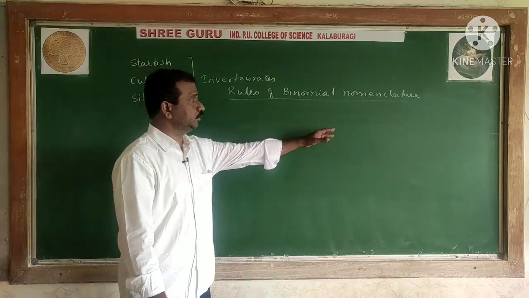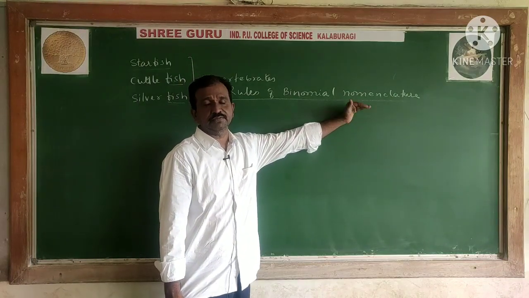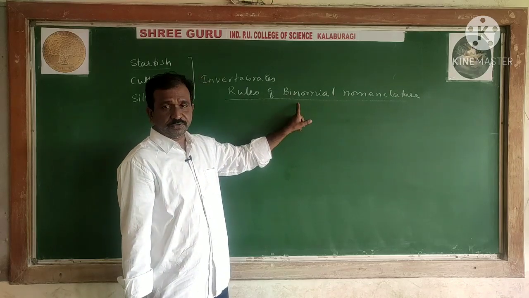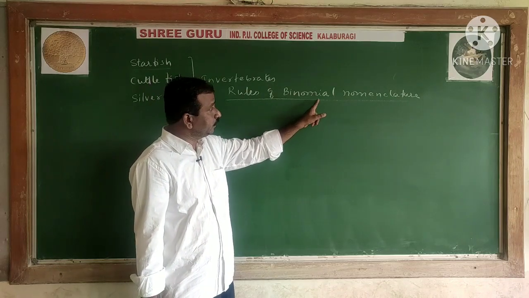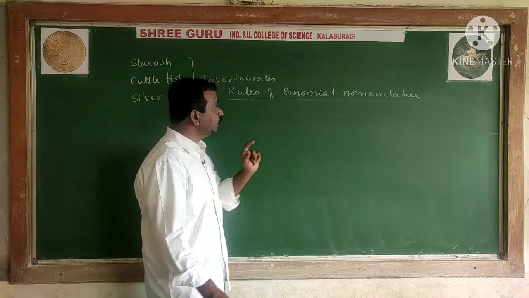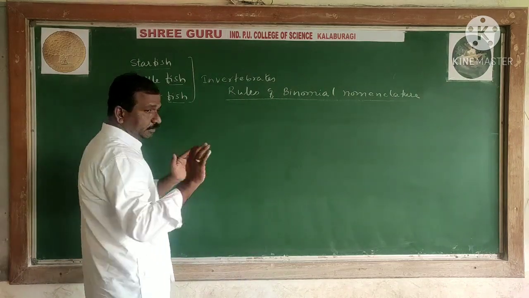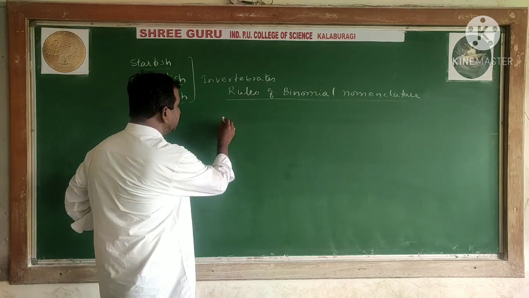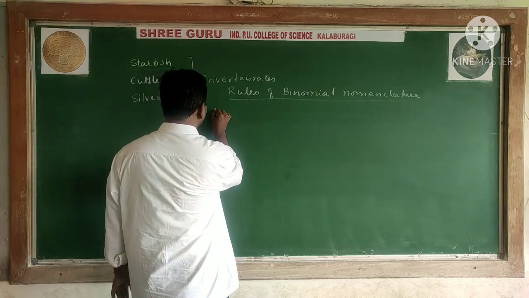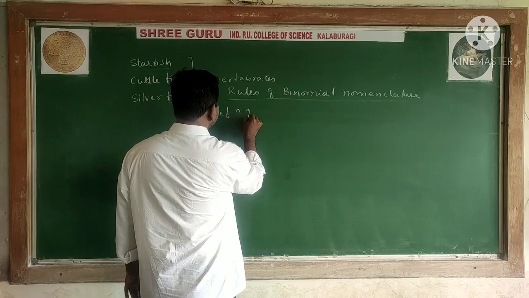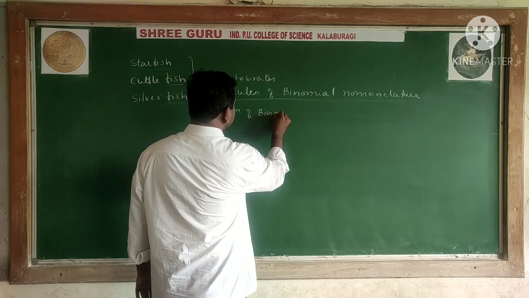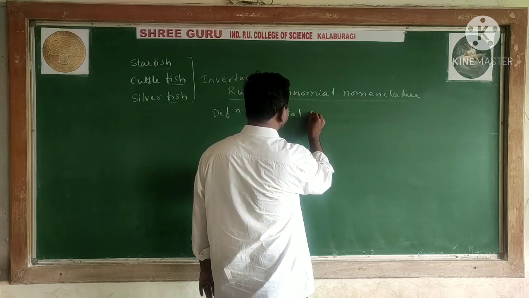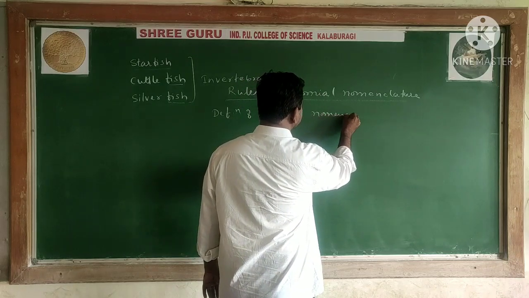Earlier you came across nomenclature, meaning giving scientific names to organisms. But now here the definition is different. Here comes a different word, binomial nomenclature. I am giving the definition first, then we move toward the rules. Binomial nomenclature.